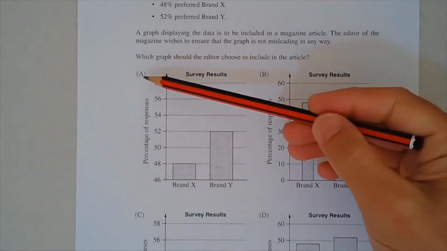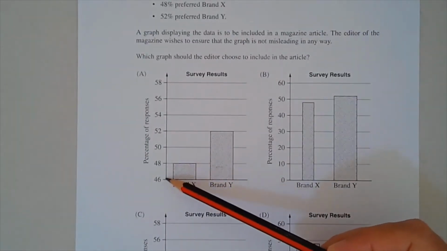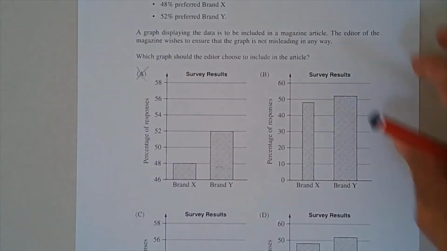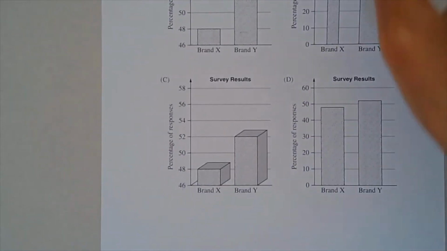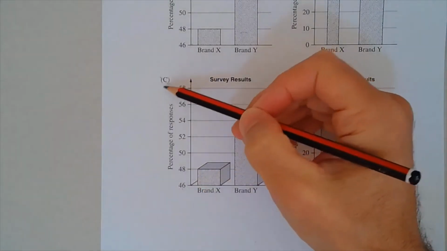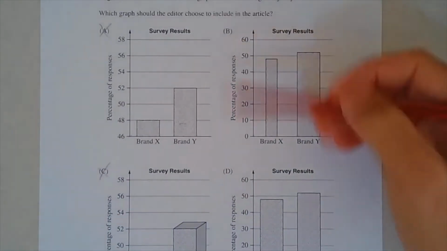So if we have a look at option A, we can see that the y-axis does not begin at 0. So option A is misleading, so it cannot be included. And for the same reason, option C cannot be included because its y-axis also does not begin at 0. So option C is out. So that leaves us options B and D.